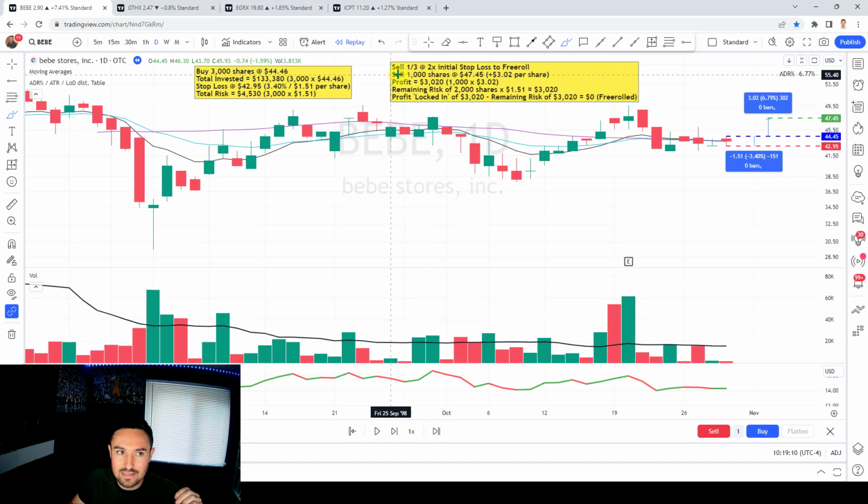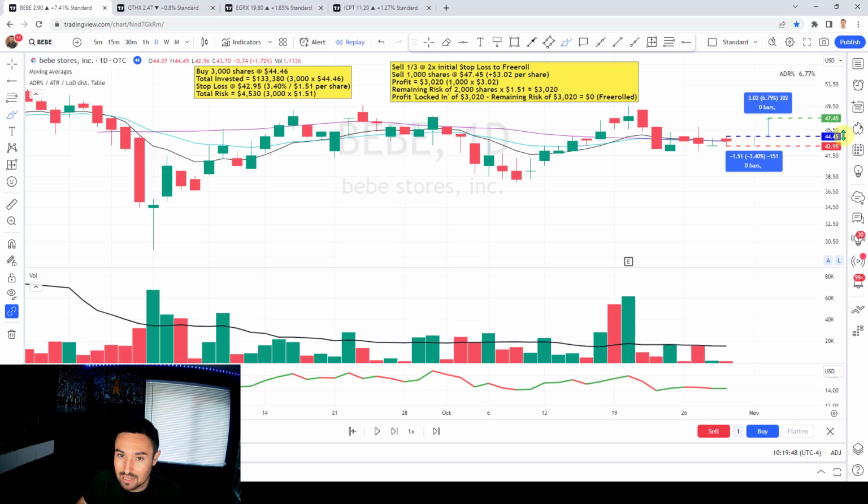So what I could do here is sell 1/3 of the position, which will be 1,000 shares, at 2 times where my stop loss is. So I could sell 1,000 shares at $47.45. This green level here, which is $3.02 per share, is 2 times the $1.51 risk. Makes sense? Following along? So if we were to sell 1,000 shares at $47.45, that means we'd have a profit of $3,020. Why? Because we've sold 1,000 shares times $3.02. Makes sense? So our remaining risk on 2,000 shares is 2,000 shares times the $1.51. Okay, risk, because we bought 2,000 shares.